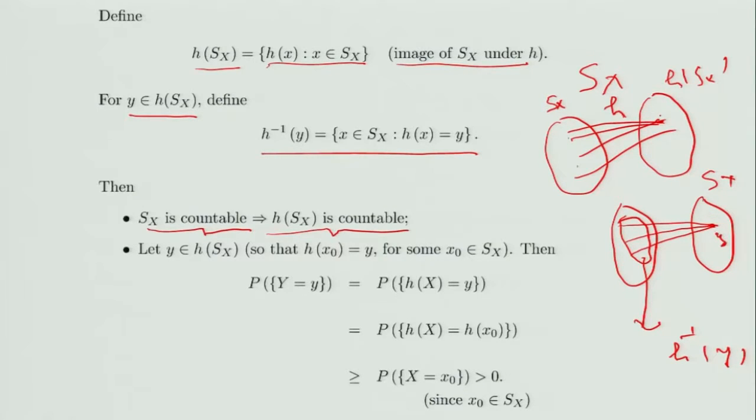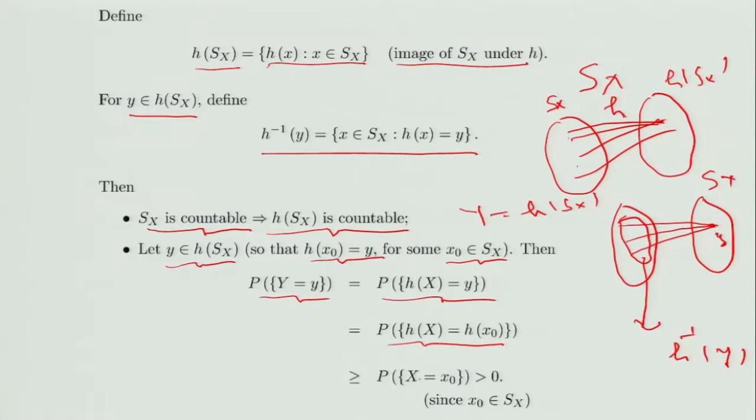So it looks like h(SX) is going to be a support of the random variable Y. To show that, let us look at any point y in h(SX). If y is in h(SX), that means h(x0) is same as y for some x0 belonging to SX. Then probability Y equal to y is same as probability h(X) equal to y. But y is same as h(x0) for a given x0. So this is same as probability h(X) equal to h(x0).